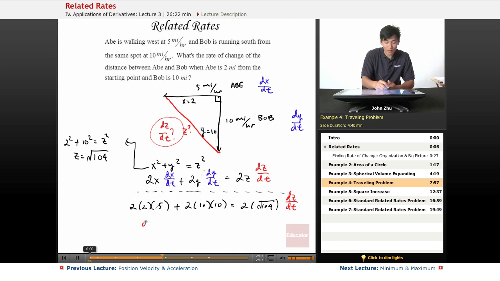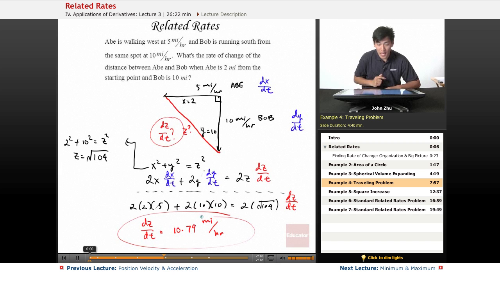Moving things around and solving for dz/dt, we get dz/dt is equal to 10.79 miles per hour. So what this is saying is that the rate of change of the distance between them as they walk in the separate directions, west and south, is at a rate of about 10.8 miles per hour. So every hour, their distance will increase by 10.8 miles.